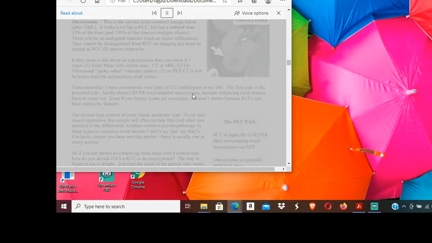Oncocytoma. This is the second most common benign tumor, after AML. It looks a lot like an RCC, but has a central scar 33% of the time, and 100% of the time on multiple choice. There will be no malignant features, such as vessel infiltration. They cannot be distinguished from RCC on imaging, and must be treated as RCC until proven otherwise.